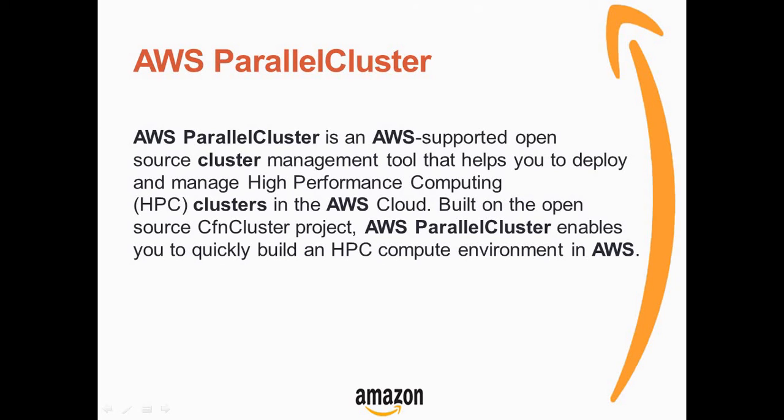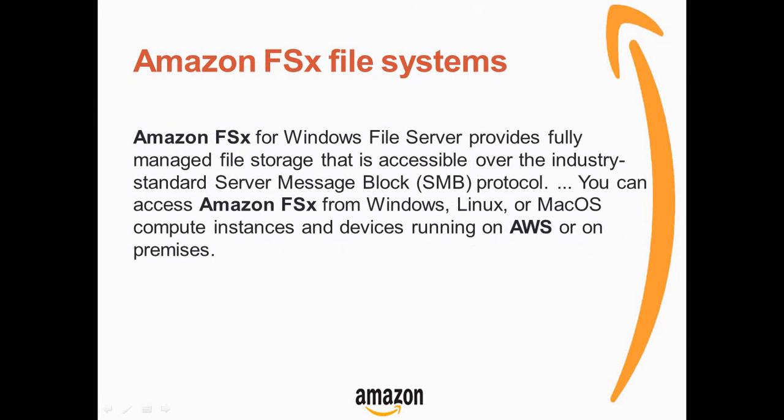Then we have AWS ParallelCluster. It is an AWS supported open source cluster management tool that helps you to deploy and manage high performance computing clusters in the AWS cloud. So again, it is to deploy and manage HPC clusters in the AWS cloud. It is built on the open source CfnCluster project. AWS ParallelCluster enables you to quickly build an HPC compute environment in AWS. So this is all you need to know about ParallelCluster.